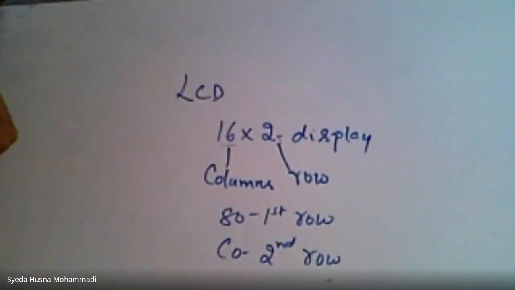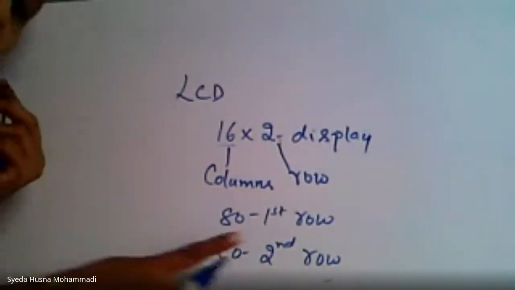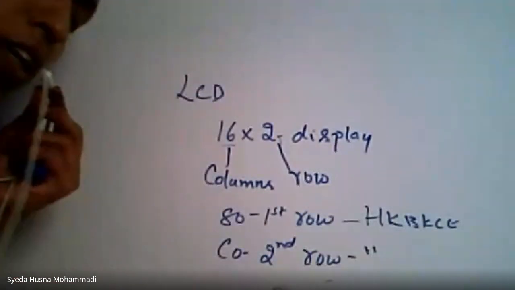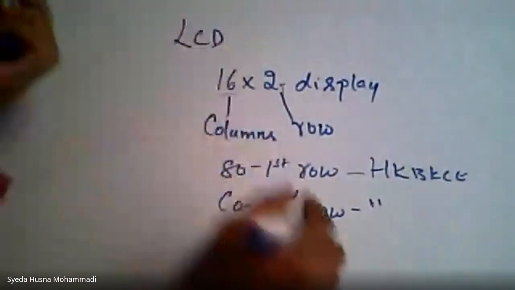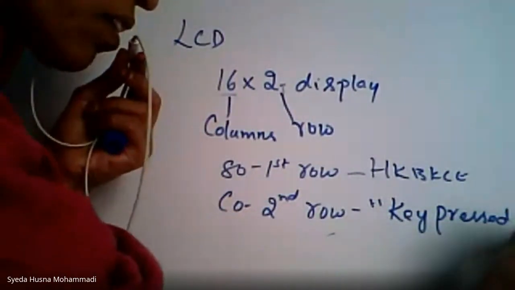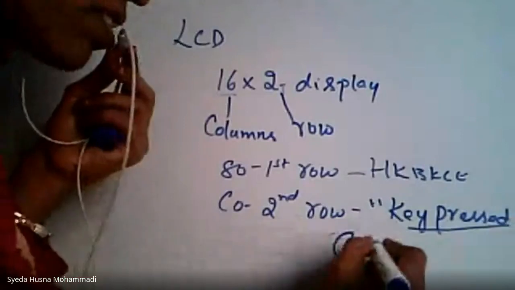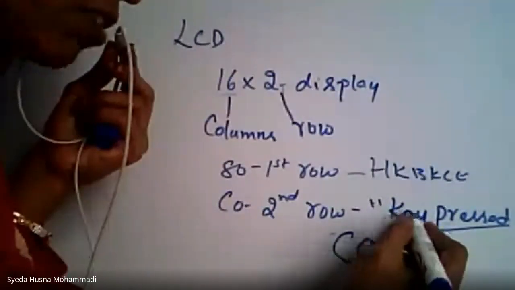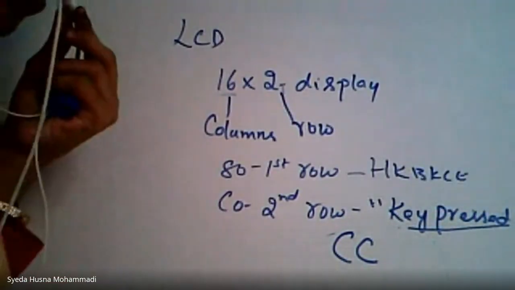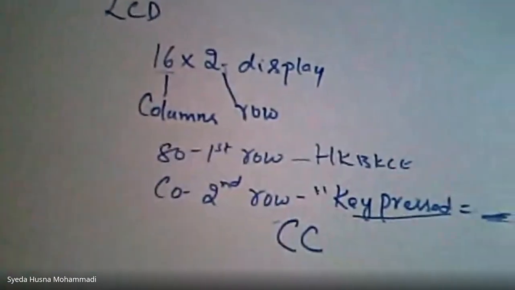We are displaying the key pressed in the program, in the second row. In the first row, we are going to display HKBKCE. And in the second row, we are going to send the message "key pressed equal to". I'll give the command as CC because counting 1, 2, 3, 4, 5, 6, 7, 8, 9, 10, 11, at the 12th position it will start displaying. 12 in hexa is nothing but CC.